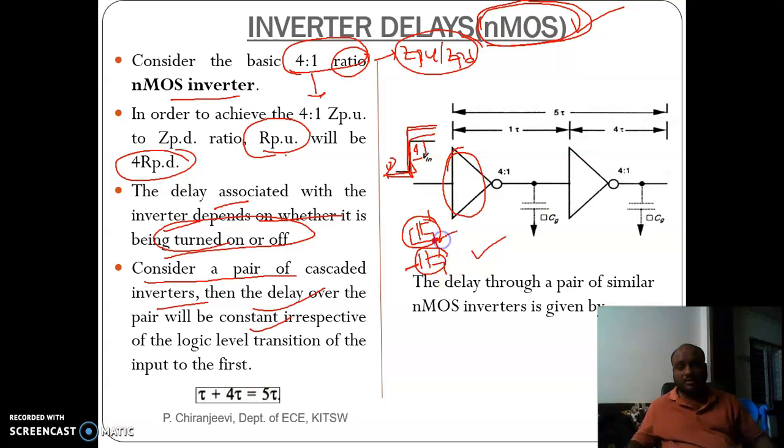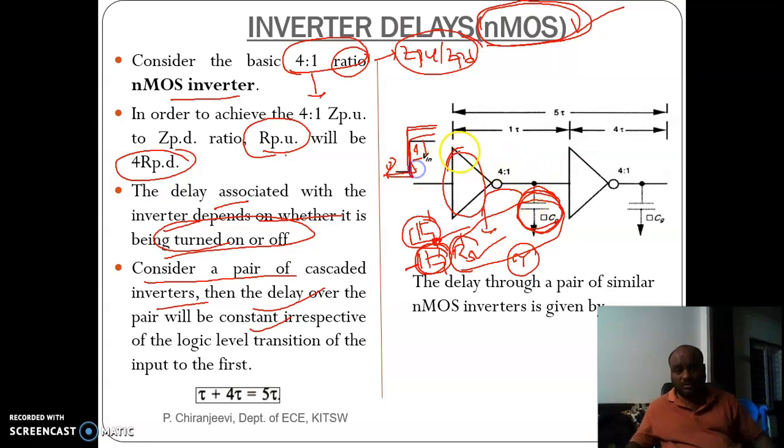Pull-down network will be on and the capacitance, the standard unit of capacitance which is connected here, will have a discharge path to the pull down transistor. So we need to consider the standard unit of capacitance as this one, and the pull down transistor's sheet resistance Rs. So Rs into delta Cg is tau, a single tau.